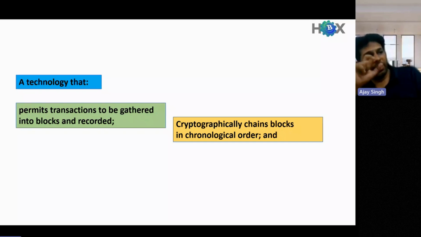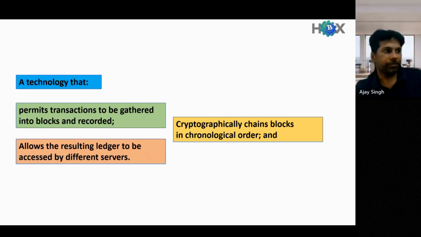Another construct: cryptographically chain blocks in chronological order. So the technology aspect of cryptography comes into the picture. It means blocks are arranged in chronological order using cryptographic methods, allowing the resulting ledger to be accessed by different servers. What it effectively means is that whatever this information is, it is distributed in nature. Anybody in the world can have access to it.